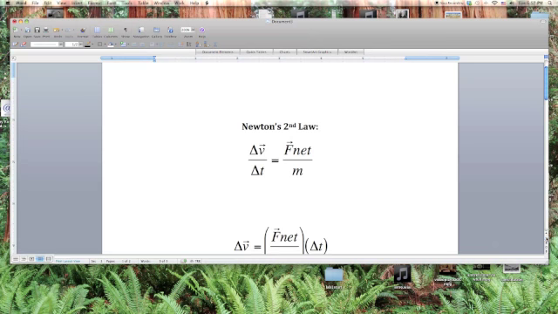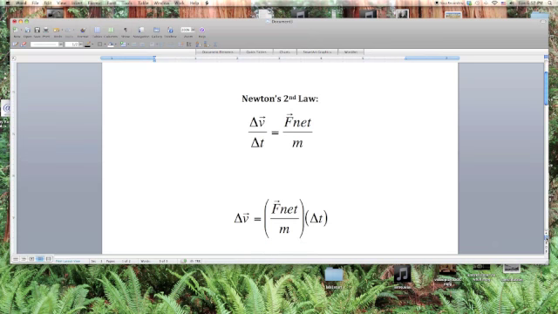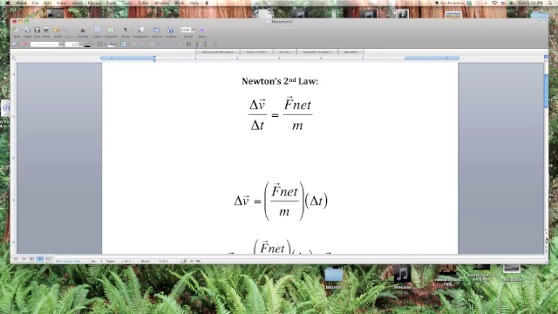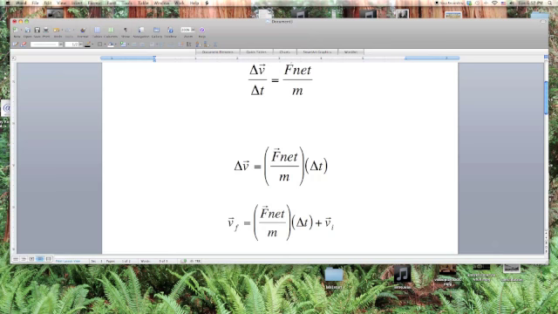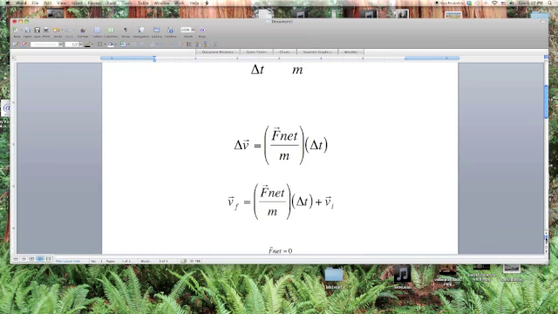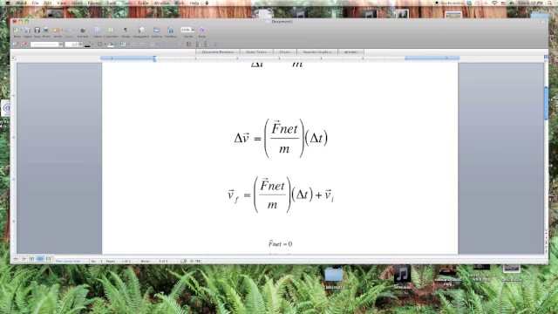Some simple algebra can be used to put this equation into a form that will be more useful for our experiment. First, we just multiply both sides by the change in time. Then we remember that the change in velocity is really just the final velocity minus the initial velocity, and we use that to get the form of the equation that you can see here, and that's the form of the equation that we will be using in this experiment.